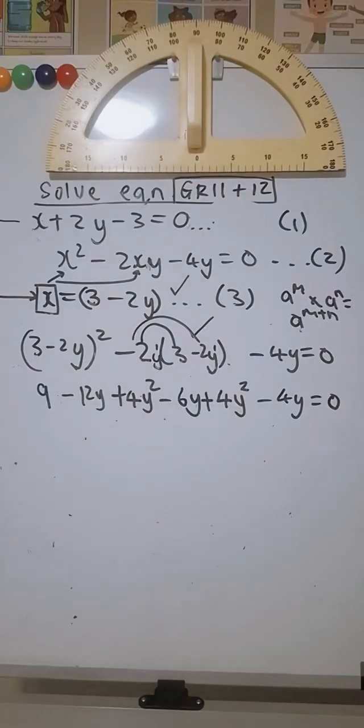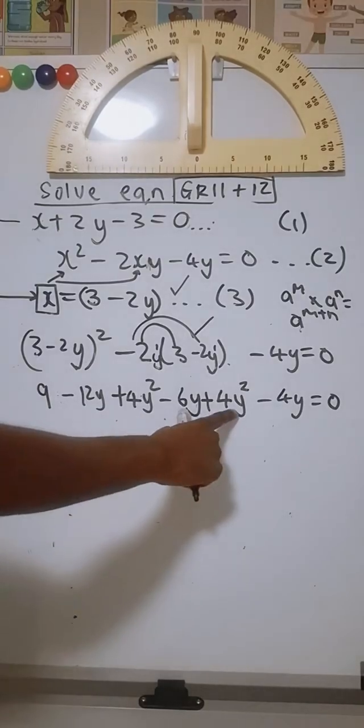Then it's a matter now of actually writing our equation in standard form. How? We write our equation in descending powers of y. By that we mean the square term first, followed by the y term, followed by the constant term that has no variable.